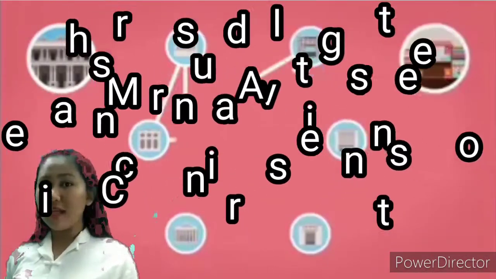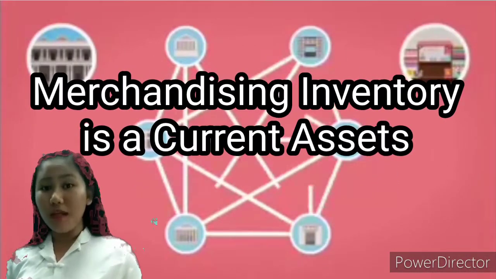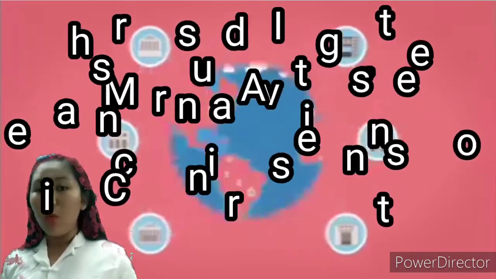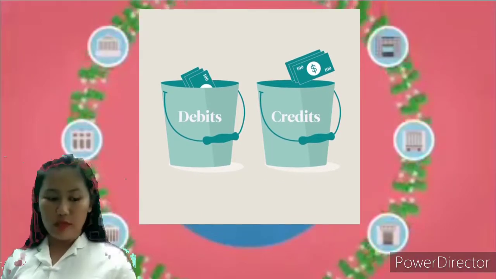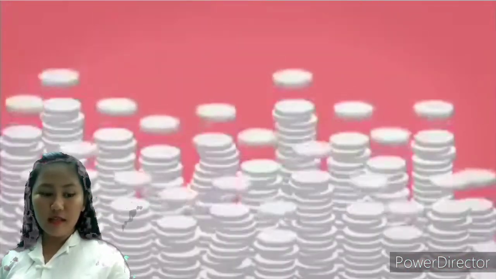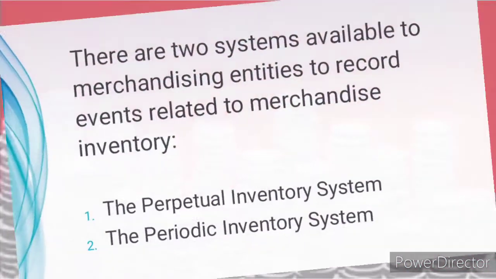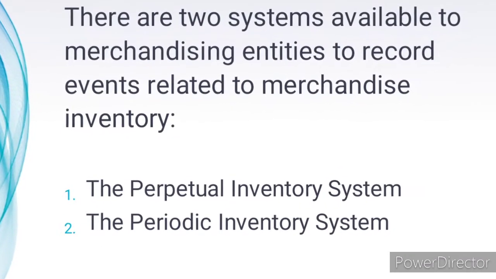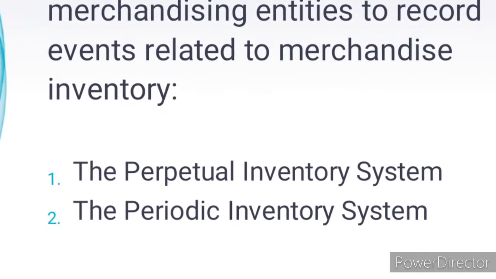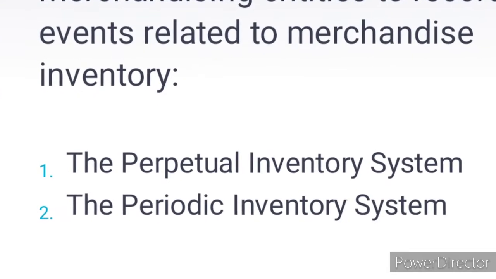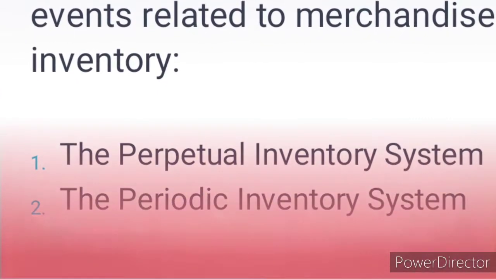Merchandising inventory is a current asset with a normal balance of debit, which means the debit will increase and the credit will decrease. Merchandising entities have two systems available on how to record events related to merchandise inventory, which are the perpetual inventory system and the periodic inventory system.